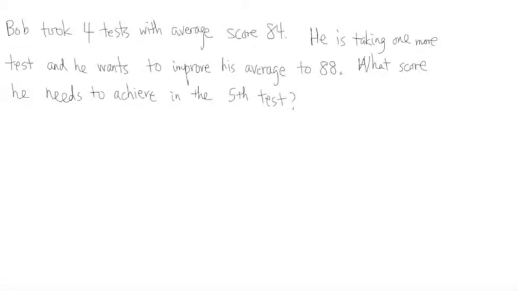Now we look at our second example. So in this case, we have again somebody taking tests. So Bob has been taking 4 tests with average score 84. Now he's not happy with the 84 average. He said, okay, I still have 1 more test left. I want to improve it to 88. The question is what he needs to score in order to improve the average to 88.